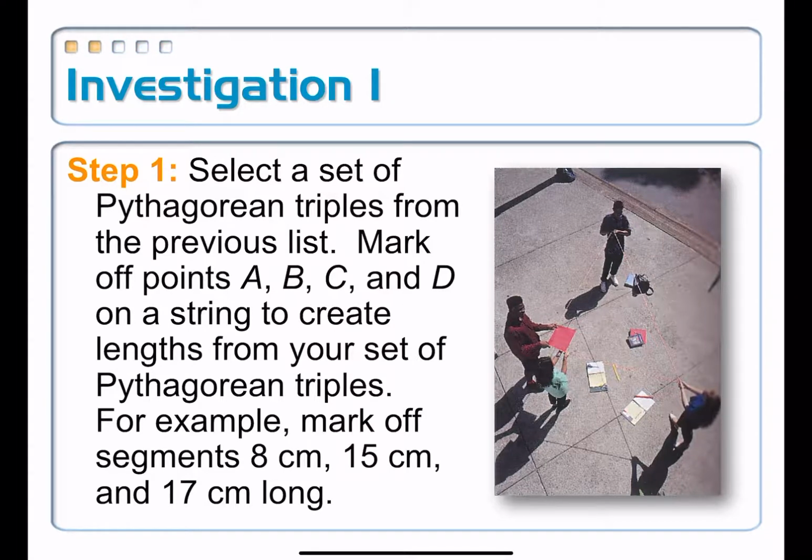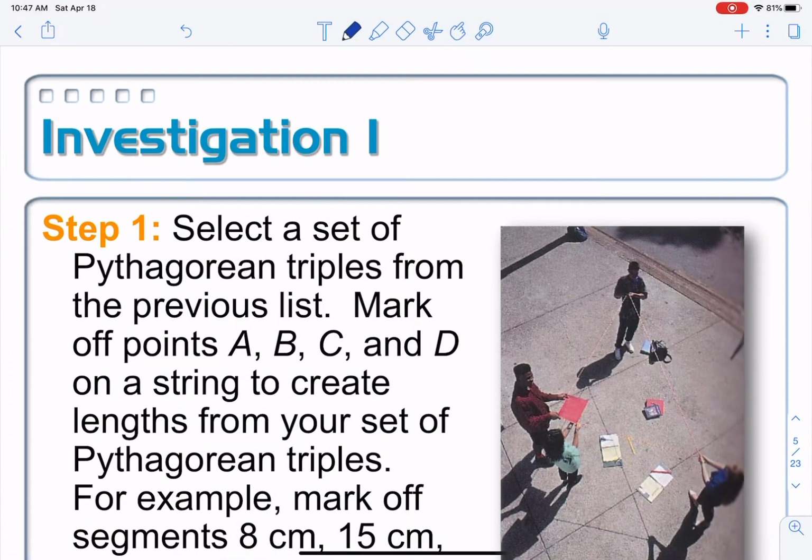A, B, C, and D, wait, that's 4 points, right? Why do we want 4 points? Well, here, let me show you. So if I come back over here, and let me draw a little something for you.